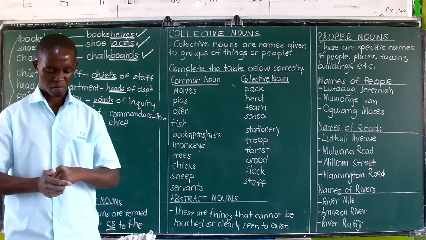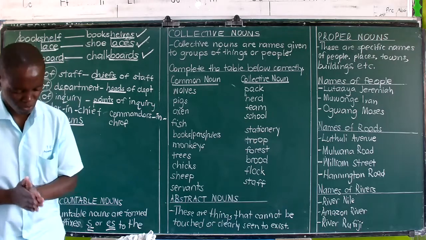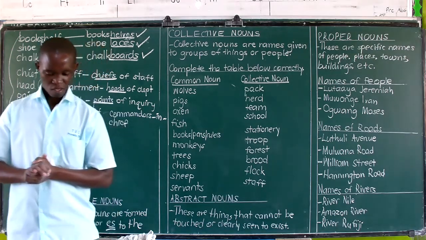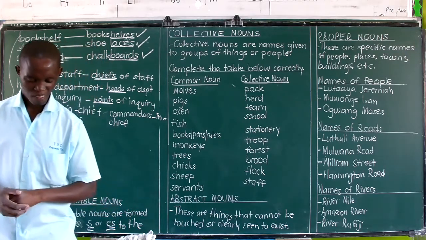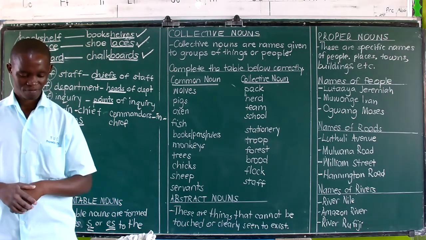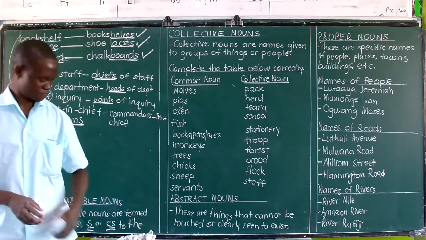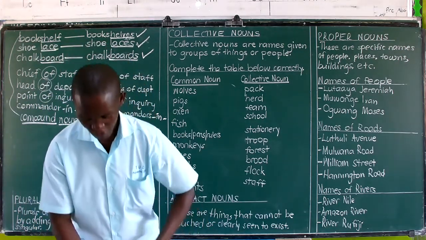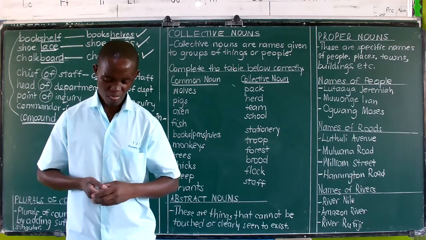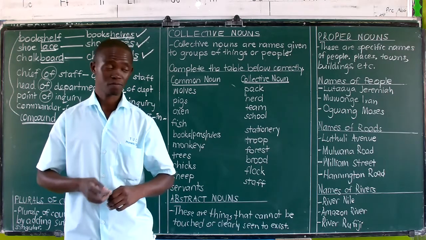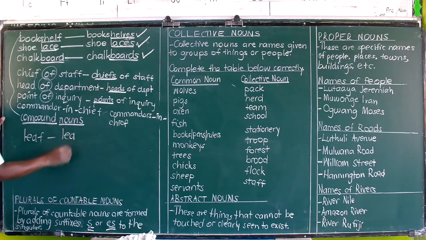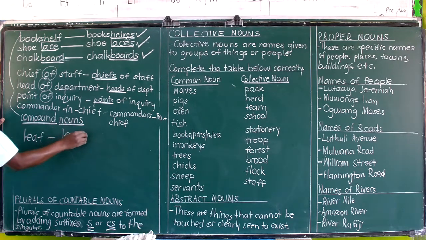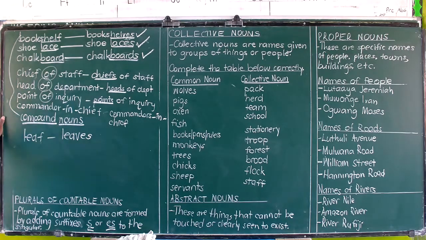Other plurals are given here by changing F to V. Changing F to V, not just adding ES. You are going to make this correction by changing F to V before you add ES. We have words like leaf, changing F to V, L-E-A-V, before you add ES to form the plural as leaves.